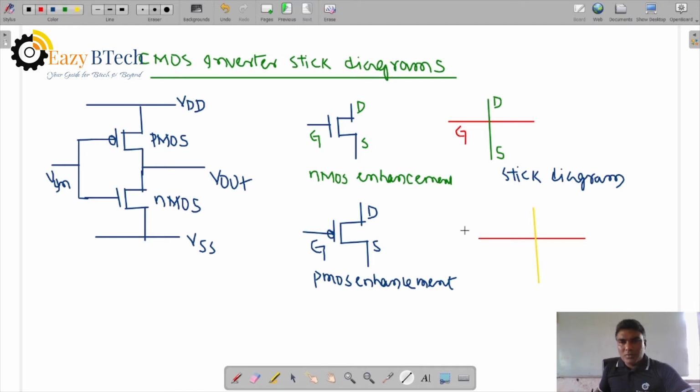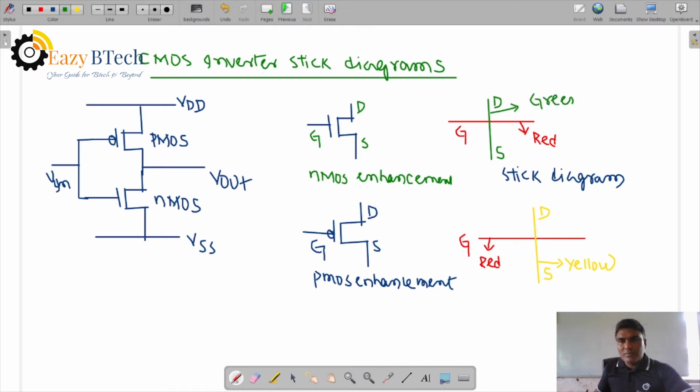Now this one has a gate terminal, drain and source. What is the color representation here? Drain and source are yellow. The polysilicon gate for both transistors is red. In NMOS, the diffusion is green.